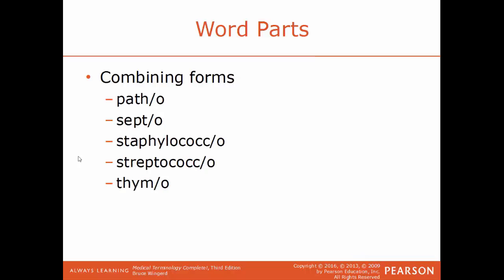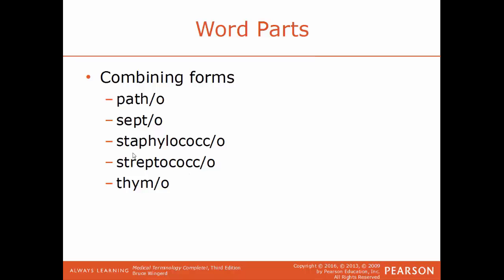Path or patho is a reference to disease. Sept or septo is a reference to a partition, such as a septum. Next, the following two are a reference to bacteria, a certain kind of bacteria, and how they grow. Both of these terms reference a type of bacteria known as cocci, and they're called that because they are round in shape. That's where this part of the term comes from.